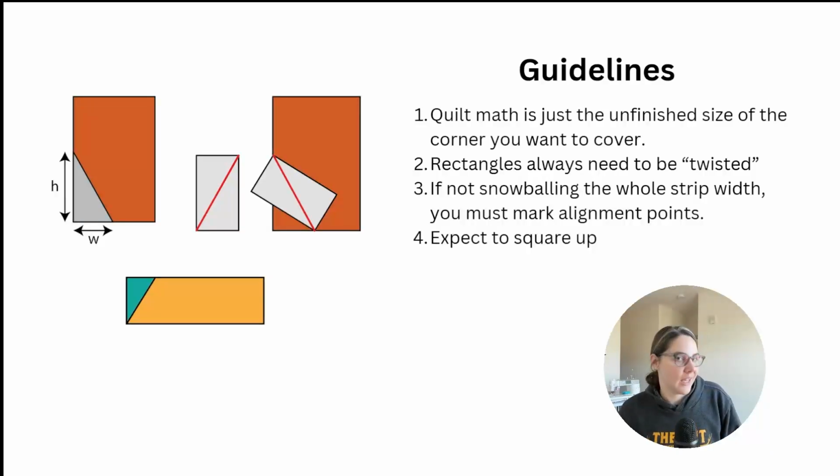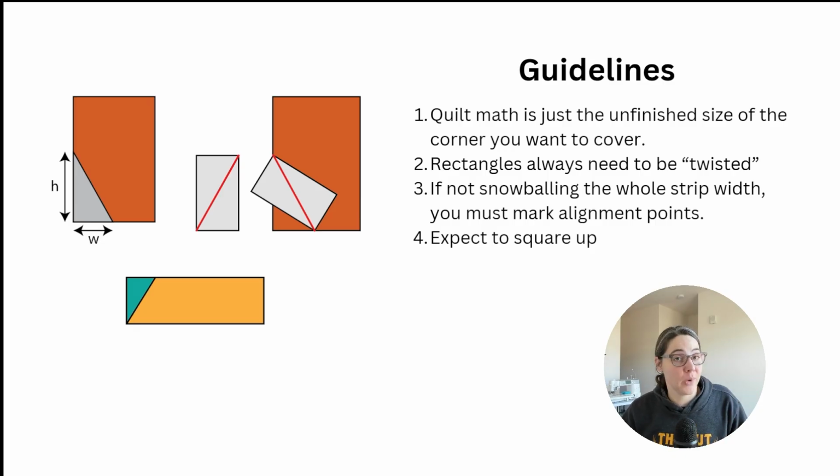Number 3, we already touched on, and that's if you're snowballing the whole strip width. So one of your stitch and flip rectangles is going to intersect a corner, and the other one is going to intersect a side. You don't have to mark those alignment points. But if you're not doing that, so you're stitch and flipping a corner where both ends of your rectangle are just intersecting in the middle of a side somewhere, you have to include some marking instructions and dimensions on that corner in order to make sure you get your alignment right.